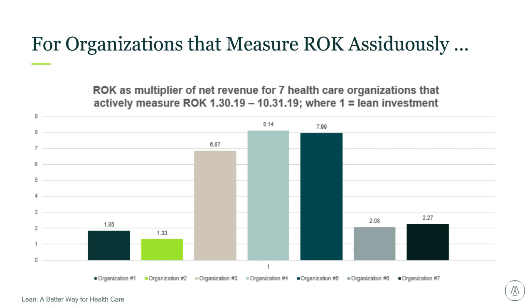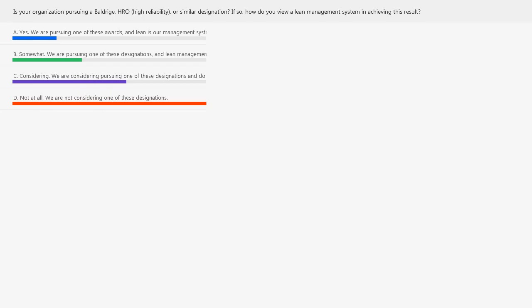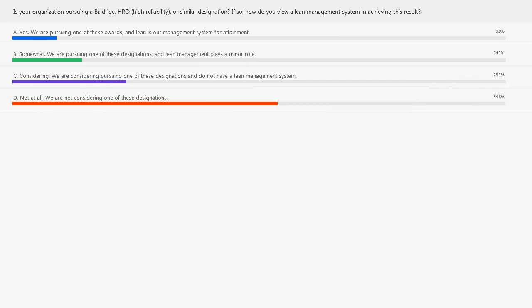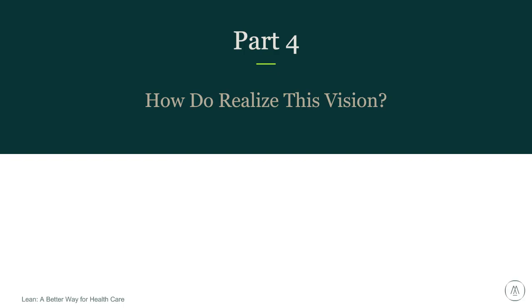So let's see what the results come back as. Okay, 54% aren't considering any of these designations, another 23% are considering, and only 9% are pursuing it. So good. Thank you for answering that polling question. And again, sorry for the earlier problems with the polling question. So let's move into how we realize this vision.